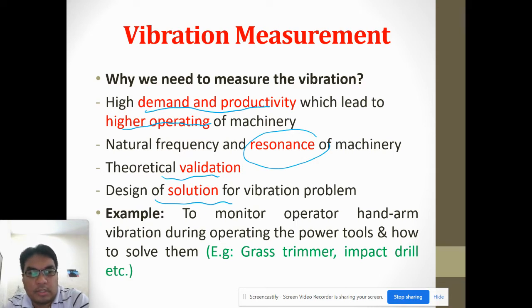For example, to monitor operator hand arm vibration during the operation of power tools and how to solve it. This should be shown in the next video, where I show you an example of how to do a measurement for the grass trimmer. We can also do it for other tools such as impact drills and so on.